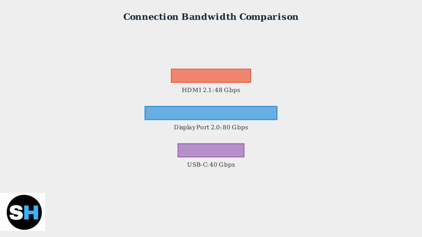Different connection types offer varying bandwidth capabilities. Higher bandwidth means better support for 4K, 8K resolutions, and high refresh rates. DisplayPort 2.0 offers the highest bandwidth at 80 gigabits per second.